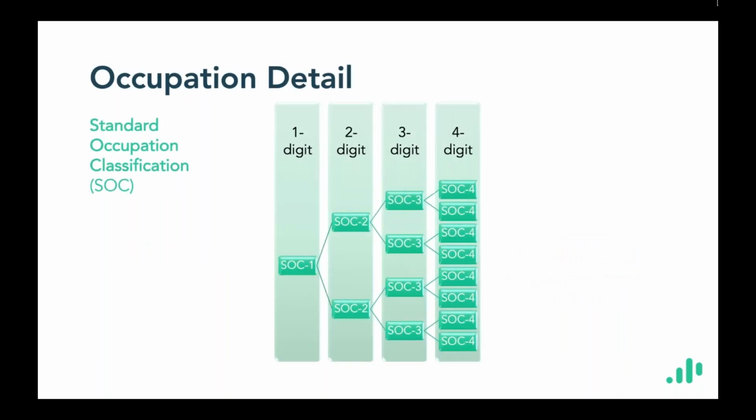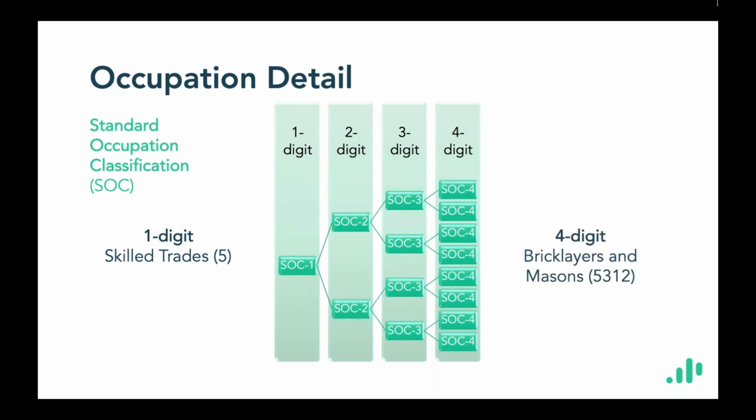And similarly, we can do that for occupations. So SOC, standard occupation classification. We can do that at a 1-digit level for skilled trades, quite a broad occupational group. And similarly, we can work right the way down through the 4-digit coding structure to bricklayers and masons.